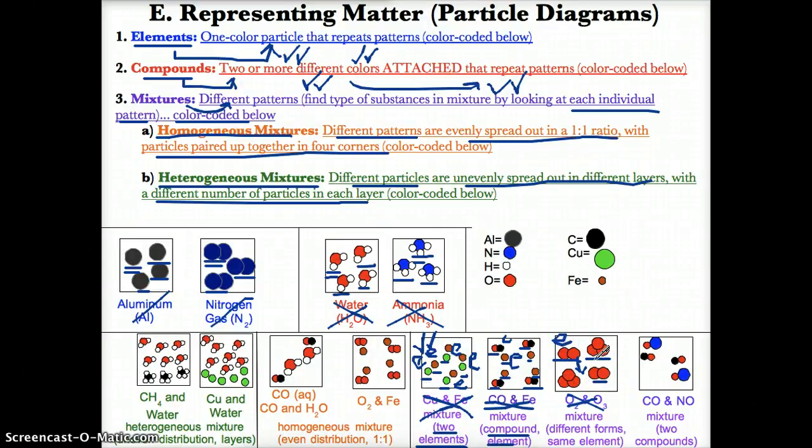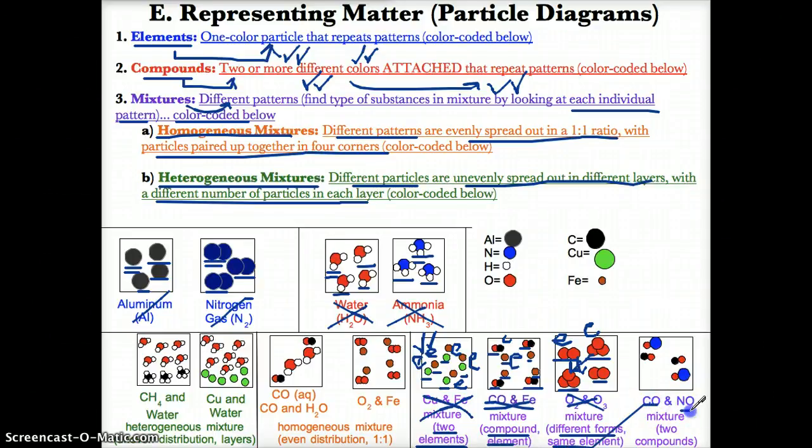And for the second pattern, we see that it's a one color particle, three red circles, that repeats its pattern once down here. Since it's a one color particle, which is three red circles that repeats itself once down here, this is also an element. But wait, let's also notice that they're all the same color. So even though they're a mixture, since their patterns are different, they're of the same element. The reason why they're the same element is because they're the same color. So since they're the same color, but they have different patterns, you have different forms of the same element, okay?